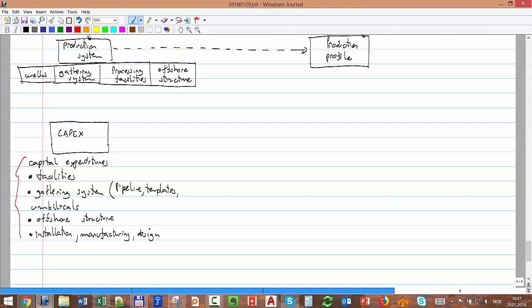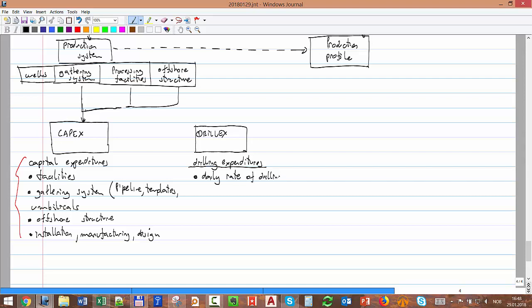The input for this comes from here. Then I have another big chunk of the cost that is called Drillex. And Drillex stands for drilling expenditures. And that will be drilling. What is it? It's basically the drilling vessel, a daily rate of the drilling vessel. It might be as big as $1 million per day, might be $250,000 per day.